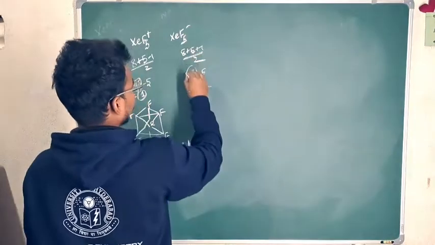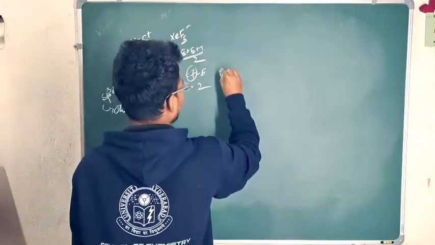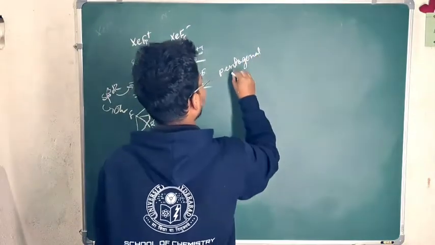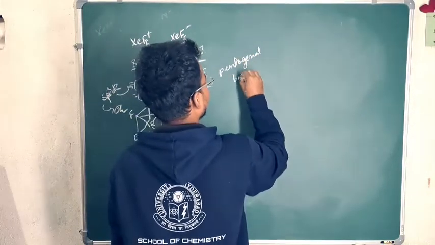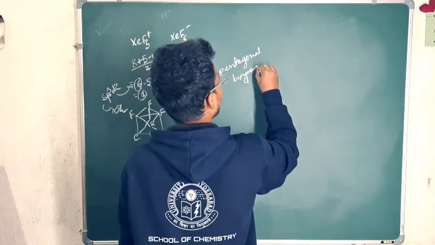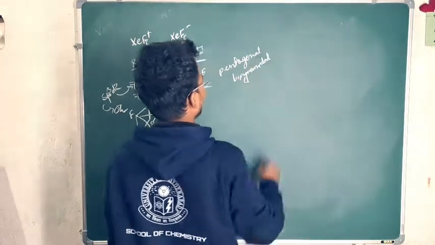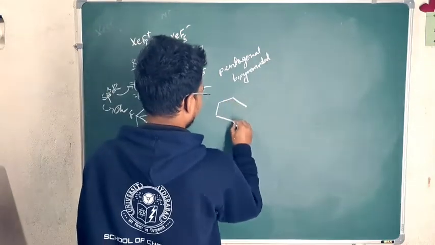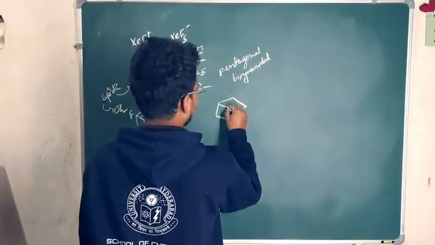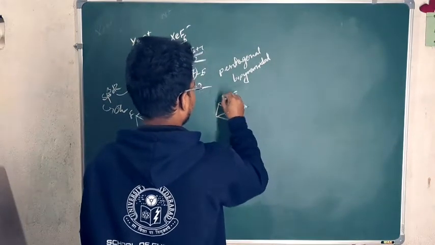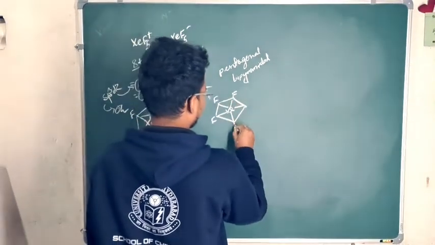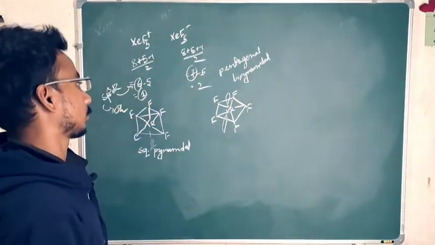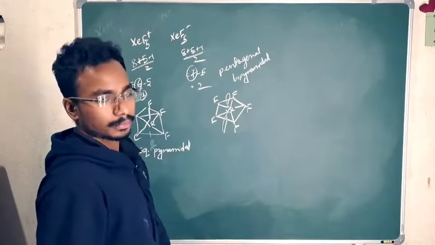But here 7 means it is pentagonal bipyramidal. It should be pentagonal bipyramidal, but 2 lone pairs are present, so it will be like this. Only the 5 bonds are in the plane, and 2 lone pairs are above and below. So what will be the shape? Pentagonal planar, no lone pairs are present.